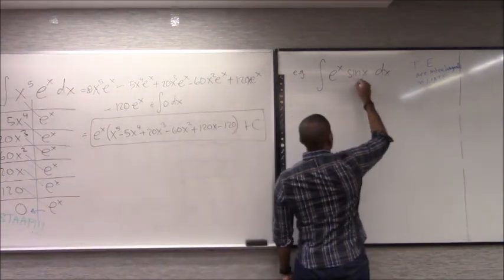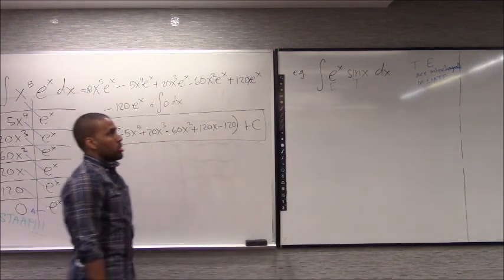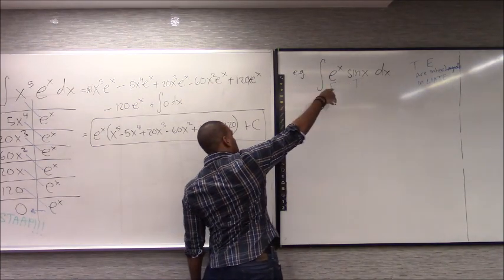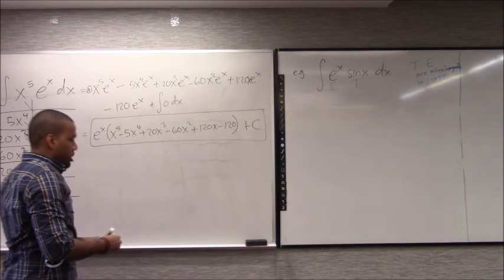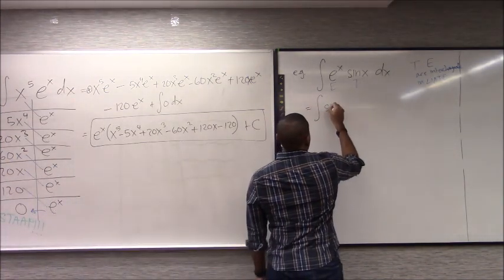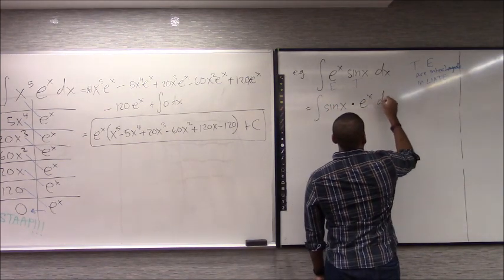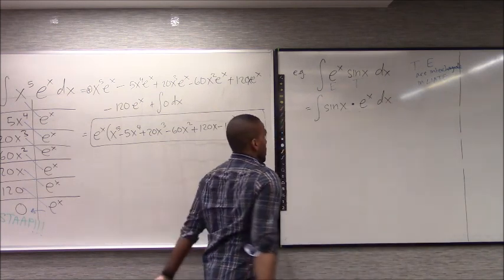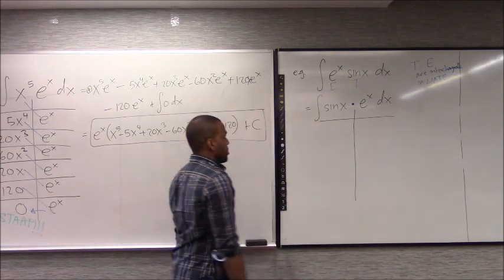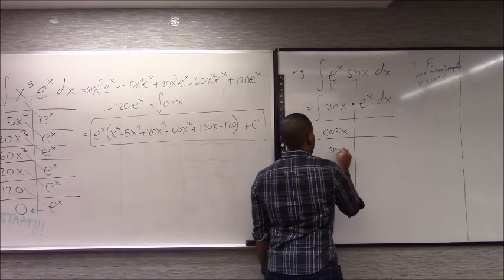So this is a t, and that's an e. So according to LIATE, I would choose this guy to be the u, so that's the guy I repeatedly differentiate, and this guy to be the dv, the guy I would choose to integrate. So let's not switch anything. This is my u, and I am going to keep differentiating that. So the derivative of sine of x is cosine of x. The derivative of cosine of x is minus sine of x.